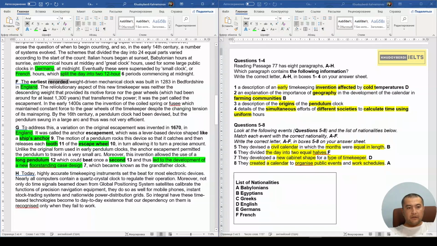So the earliest record means the origin, right? Weight-driven mechanical clock was built in 1283 in Bedfordshire in England. The revolutionary aspect of this new timekeeper was neither the descending weight that proved its motive force nor the gear wheels. So it's talking about pendulum, right? But the pendulum swung in a large arc, thus wasn't very efficient, and it's talking about the earliest record. See? And that's why the answer should be F here.